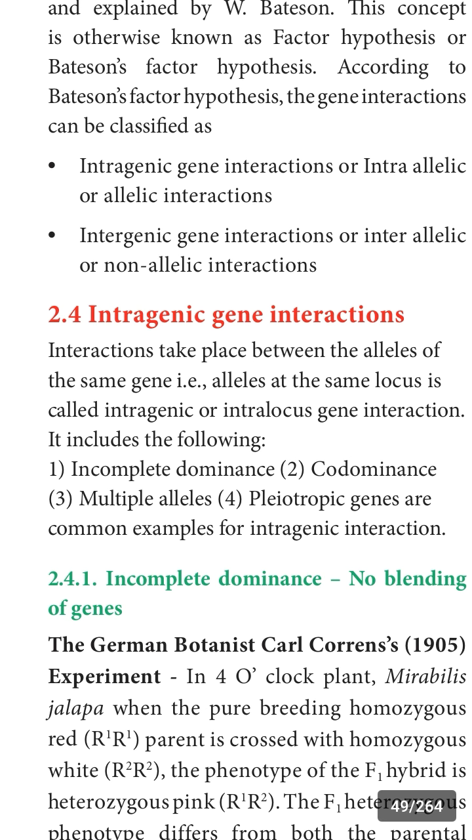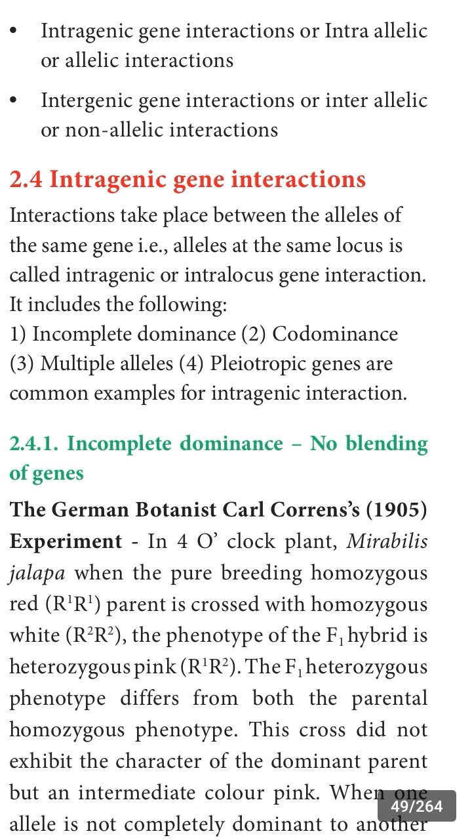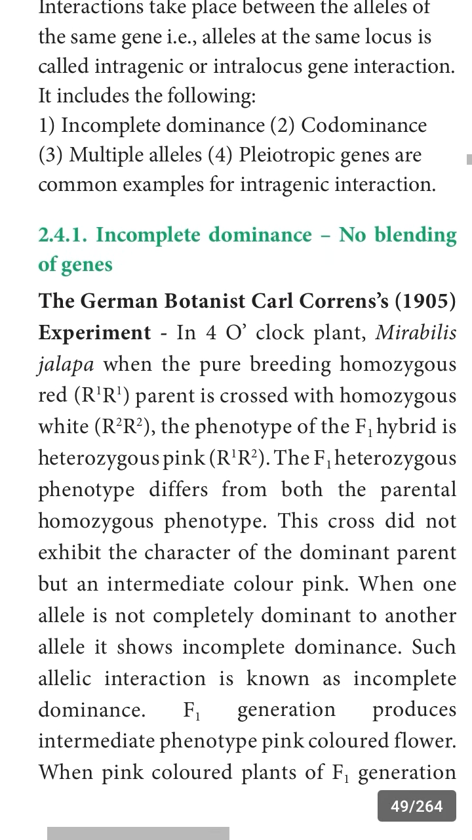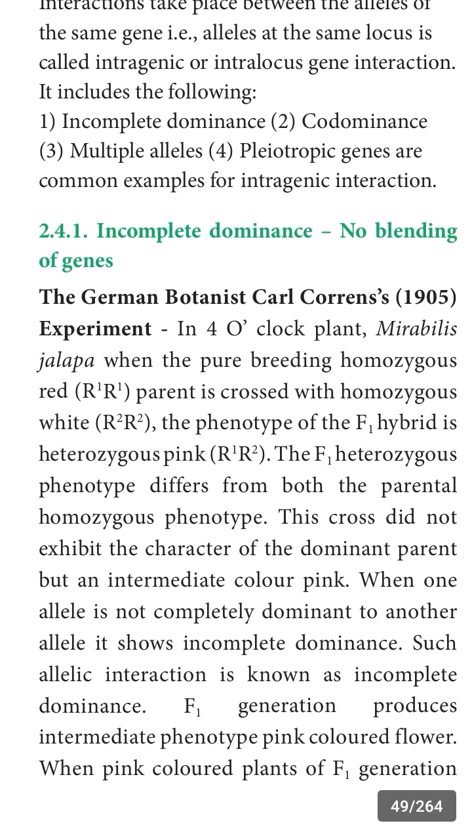So first one, incomplete dominance. In incomplete dominance, there is no blending of genes. This was first explained by the German botanist Karl Correns in 1905 in the four o'clock plant, whose binomial name is Mirabilis jalapa. Here, the pure breeding homozygous red is represented as capital R, okay, so it is represented as R1R1. Since both parents are dominant, we are using capital letters.